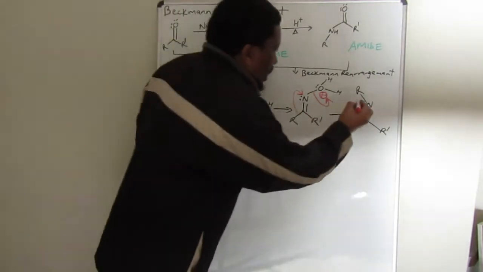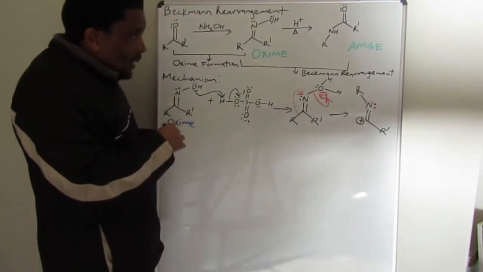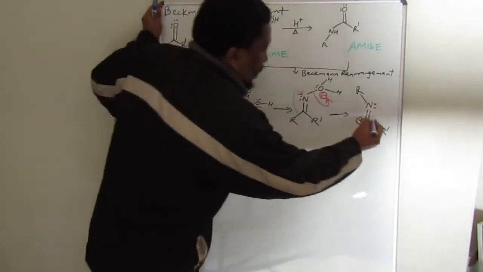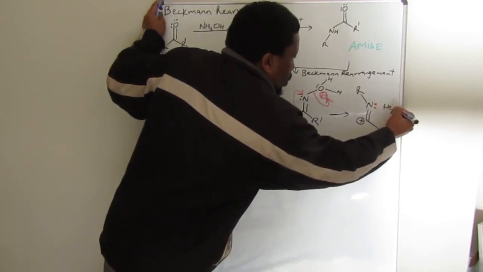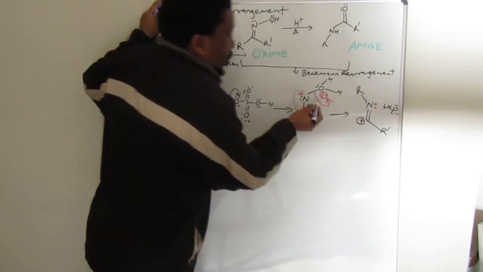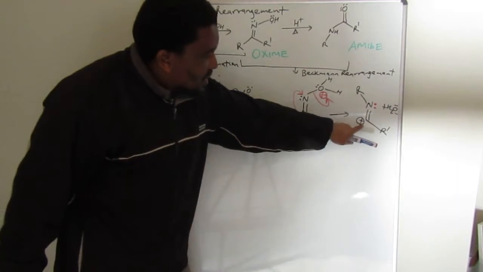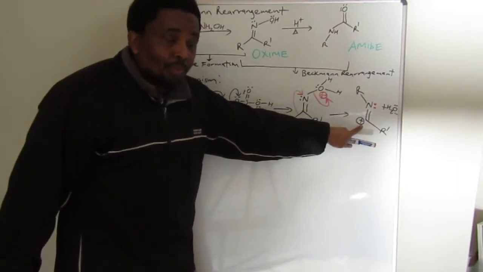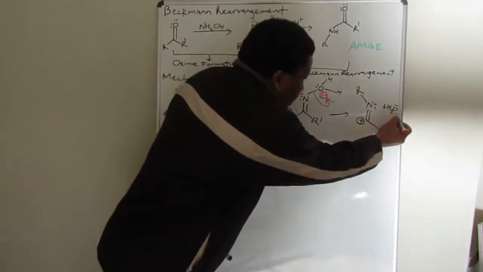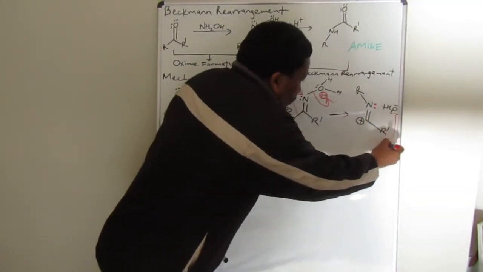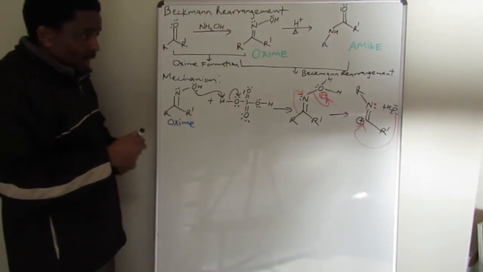Now we are only left here with one lone pair. Remember, what we have as our byproduct in this case is water, H2O. The positive charge is now on the carbon atom, and the oxygen from water is the one that attacks this positive charge.